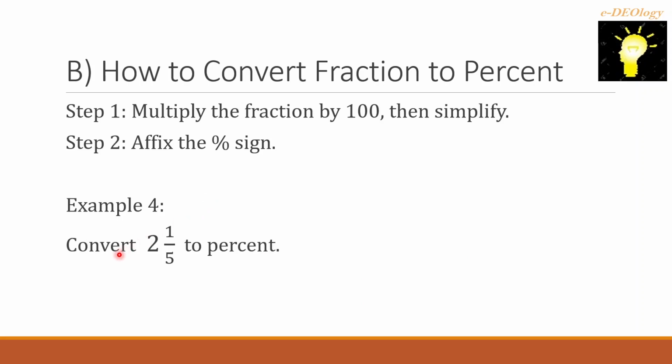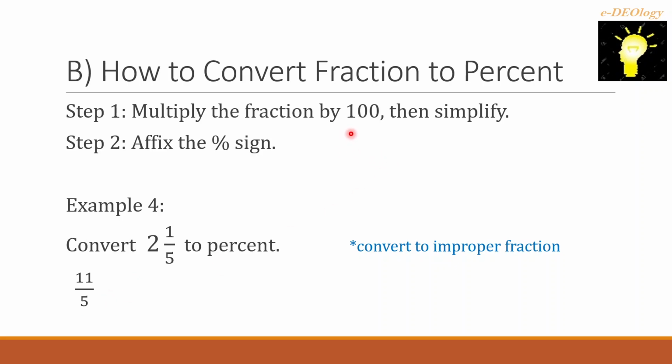Example 4. Convert 2 and 1 over 5 to percent. We have here a mixed number. First thing to do is to convert to improper fraction. So we have 5 times 2 is 10, plus 1 is 11. And we write 11 over 5. So this is the equivalent improper fraction. Then we go to our steps.